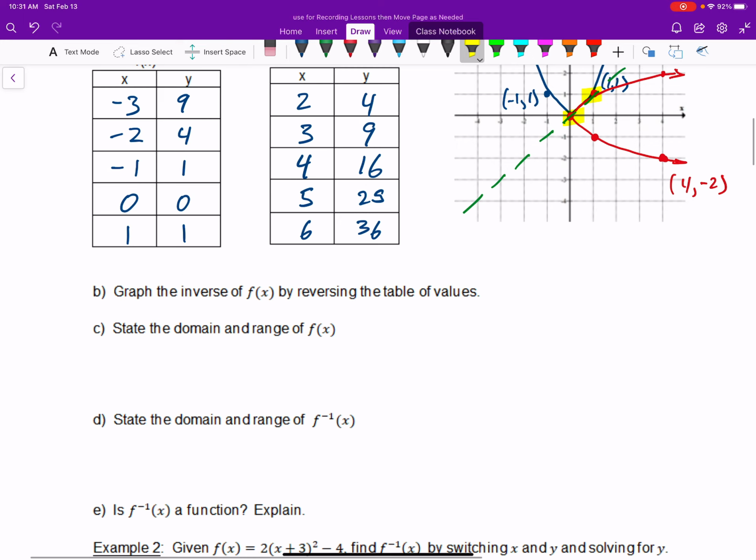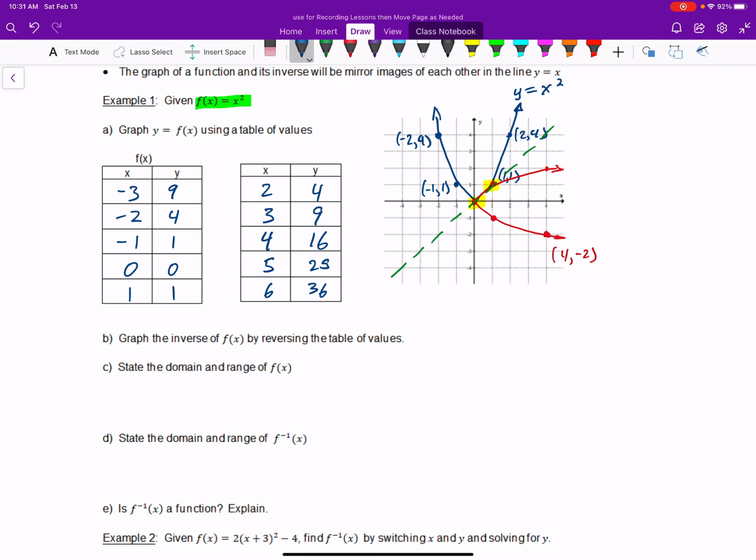State the domain and range of the original function f at x. Well, it's a parabola. The domain is all real numbers. And the range is all real numbers where y is greater than or equal to 0.